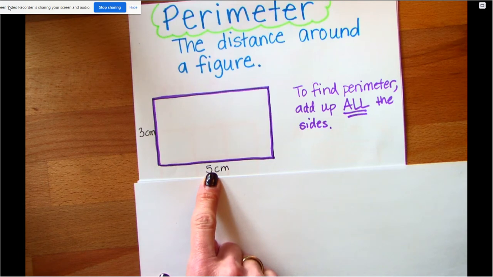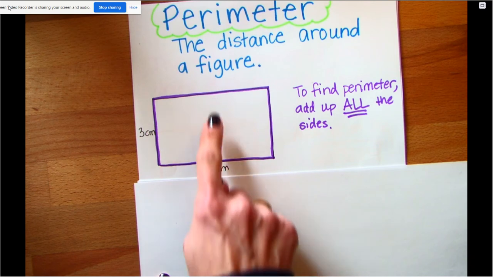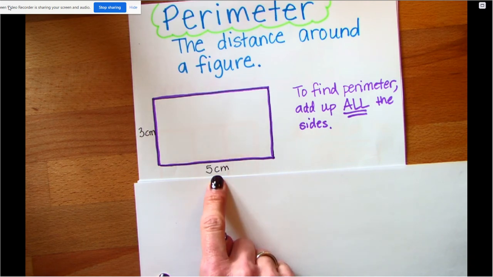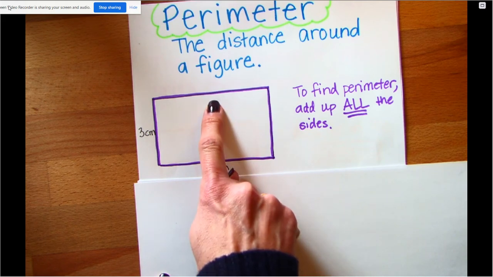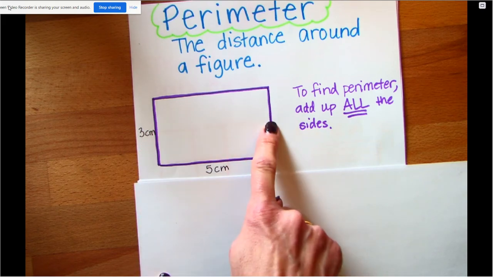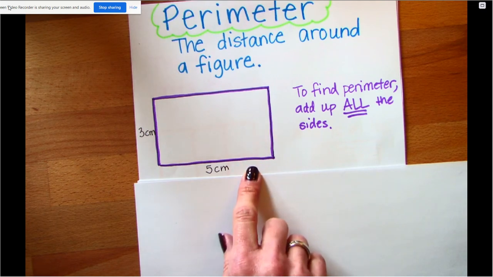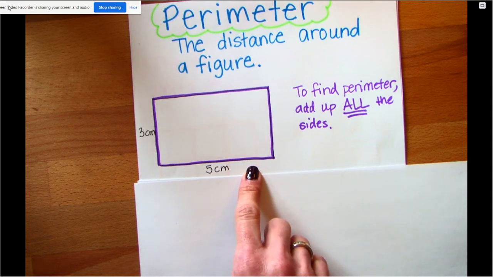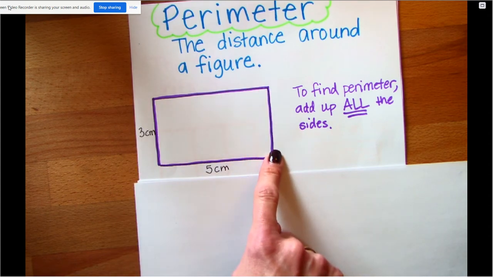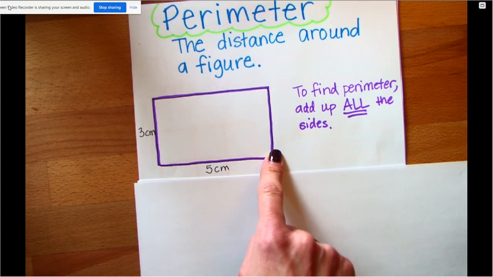Well, on a rectangle or a square, the opposite sides are the same length. So if the bottom one is 5 centimeters, I know the top one is also 5 centimeters. The same with the one here on the left. If that's 3 centimeters, then the one opposite is also 3 centimeters, because in a rectangle, opposite sides are the same length. So to find the perimeter of this shape, I'm going to add up all the sides.